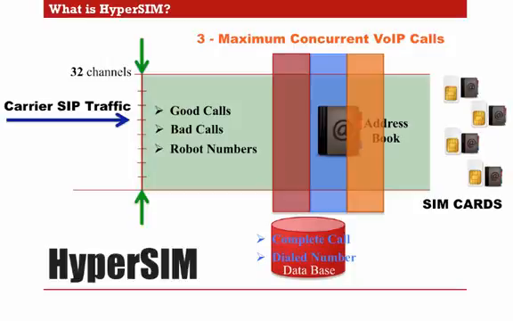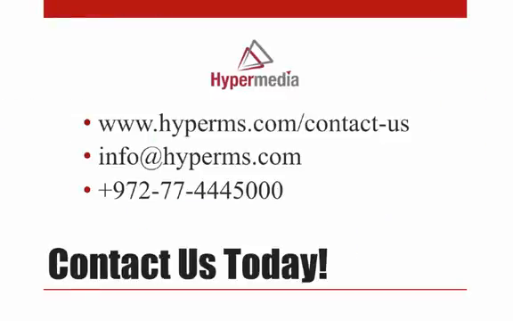Maximum concurrent VoIP calls would limit the amount of incoming calls as not to overload the gateway, and will prolong the life expectancy of the SIM cards. So maximum concurrent VoIP calls will complement channel binding by limiting incoming VoIP traffic, enabling channel binding to work properly.